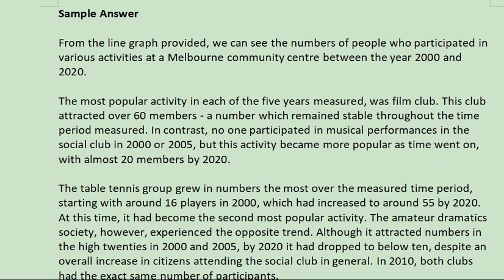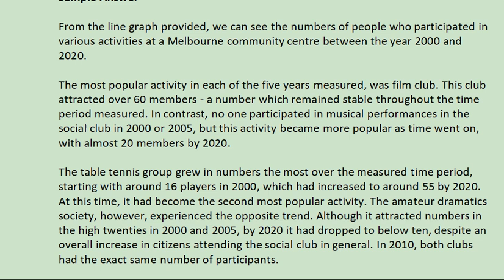From the line graph provided, we can see the numbers of people who participated in various activities at a Melbourne community centre between the year 2000 and 2020. The most popular activity in each of the 5 years measured was film club. This club attracted over 60 members, a number which remained stable throughout the time period measured. In contrast, no one participated in musical performances in the social club in 2000 or 2005, but this activity became more popular as time went on, with almost 20 members by 2020.